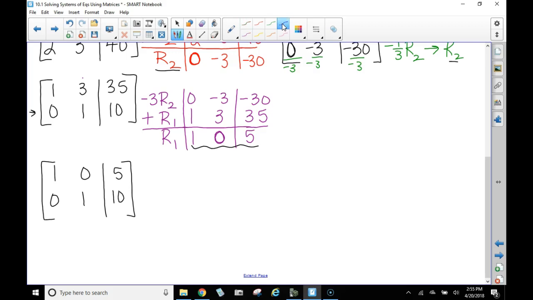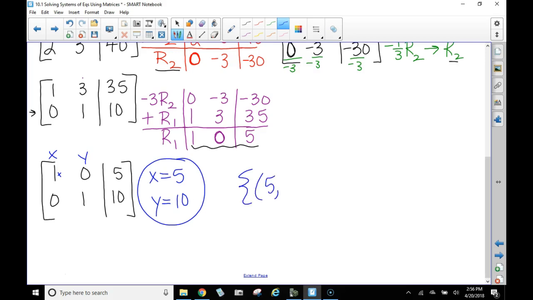Now don't forget, this is your value for x. This is your y. And so this equation is equivalent to x equals 5. The second equation is 0x plus 1y equals 10, or just y is equal to 10. There's your solution to that system of equations using Gauss-Jordan reduction. Again, they'd probably want you to express that as an ordered pair, but there it is.